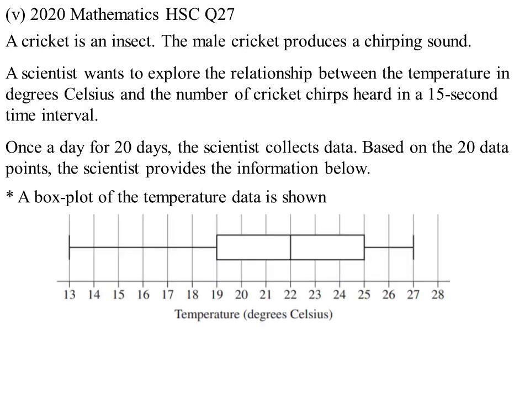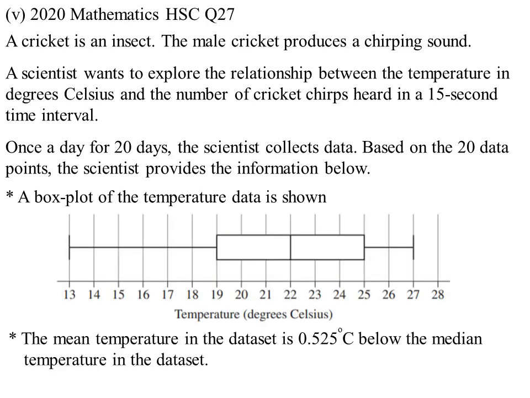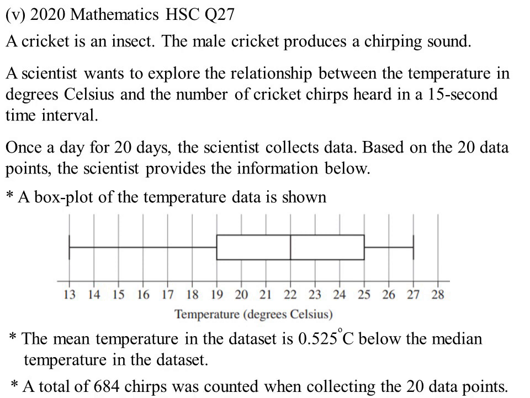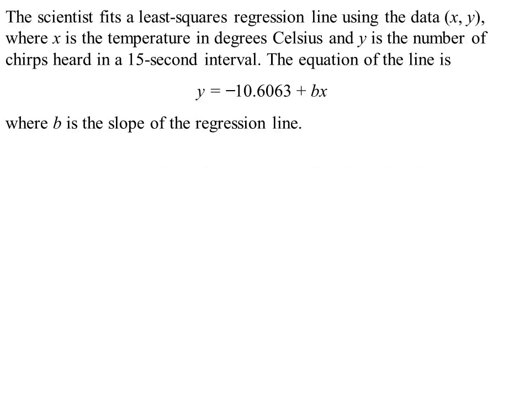They gave us this box plot of the data. They told us that the mean temperature was 0.525 degrees below the median temperature. And a total of 684 chirps were counted. And that was in 20 data points. From that, they fit a least squares regression line. And thankfully we don't have to work it out, they've given it to us.